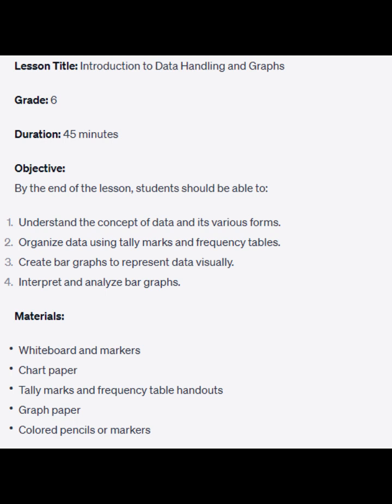forms, organize data using tally marks and frequency tables, create bar graphs to represent data visually, interpret and analyze bar graphs. Materials: whiteboard and markers, chart paper, tally marks and frequency table handouts, graph paper, colored pencils or markers.